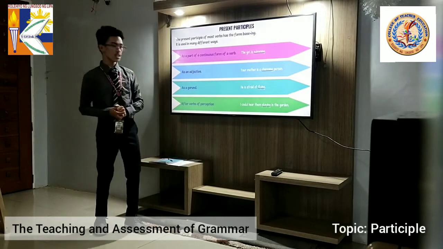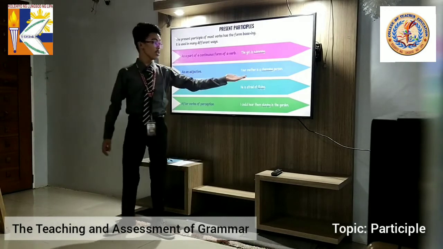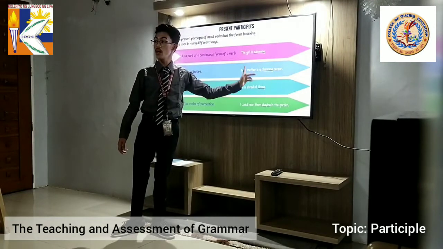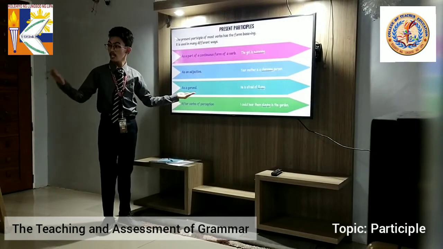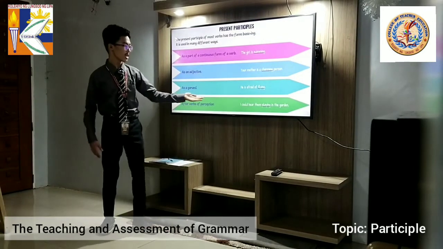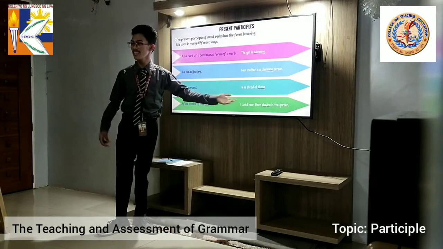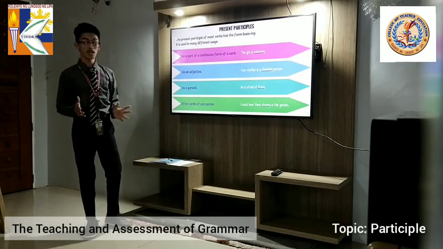As an adjective, when we say adjective again, it describes a noun. Your mother is a charming person. Okay, charming is describing the word mother. How about as a gerund? Gerund is verb plus ing used as a noun in a sentence. He is afraid of flying. He is afraid of what? Flying. Very good. And last is after verbs of perception.